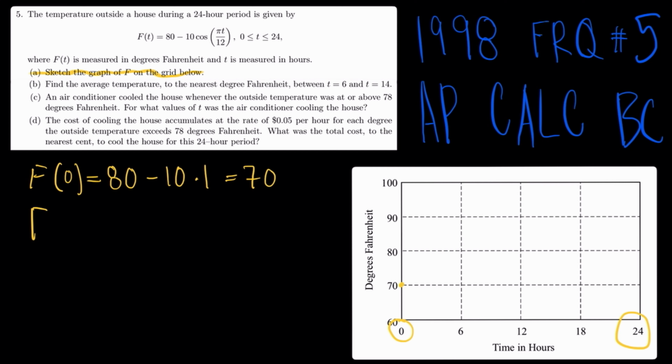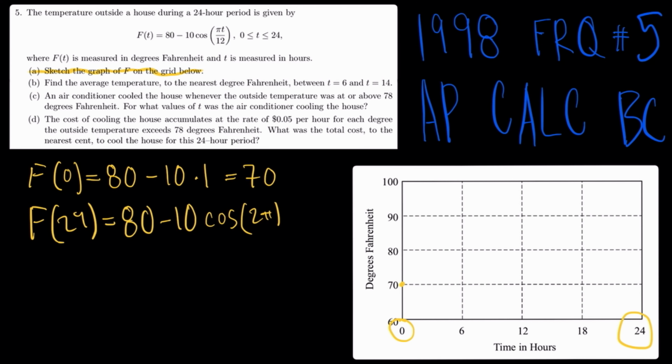Next we have f of 24 equals 80 minus 10 times cosine of 2 pi, and I'll just write that out to be more explicit. And this is also 70. So we have those 2 points.